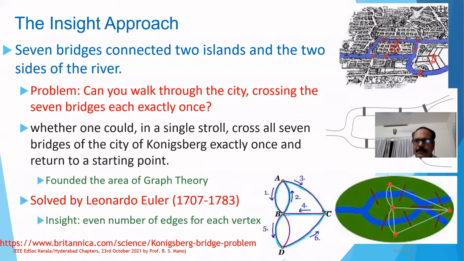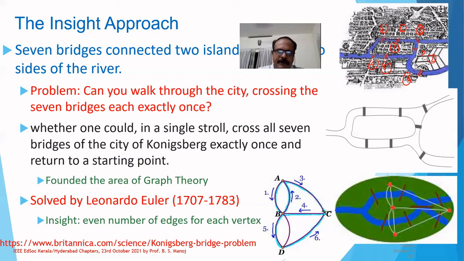So there are 7 bridges coming out. That one was here, and then the second one, third one, 4, 5, 6, and 7. Seven bridges were used to connect the two islands formed by the Pregel River. The question that was troubling the minds of many researchers and mathematicians of those times was this one: can you walk through the city crossing the 7 bridges exactly once? So that means you have to walk through this bridge.